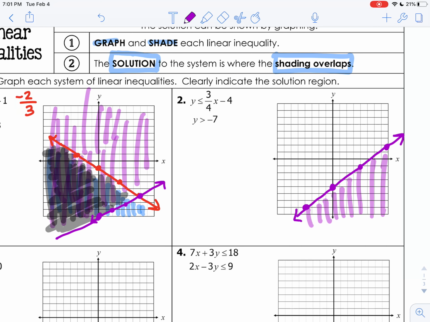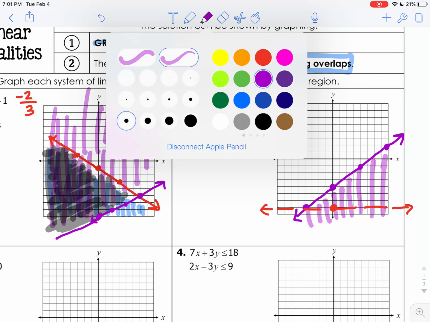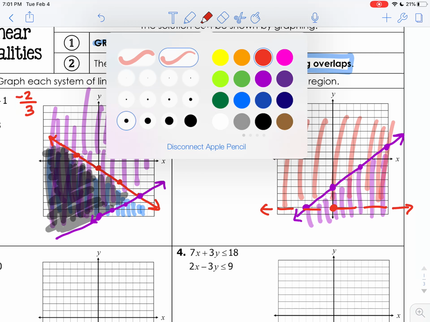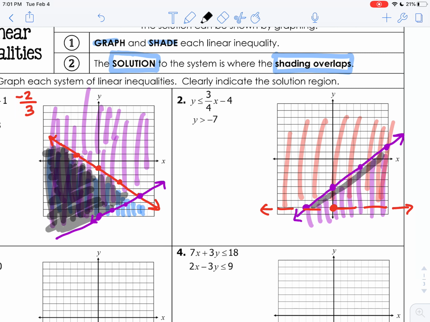And then we're going to graph the next one. Remember, y is greater than -7. So we're going to graph a y equals -7 line, which is down here. And that tells us it's going to be a dashed line. So it's going to look like this. And then this tells us to shade above because it's greater than. So shade above. And then wherever they intersect, wherever they meet, is your answer. So your answer is this section right here.